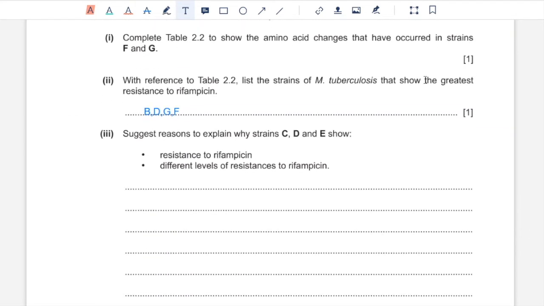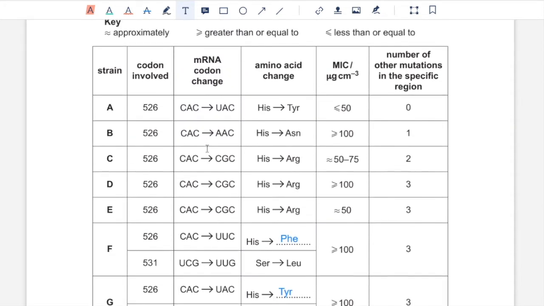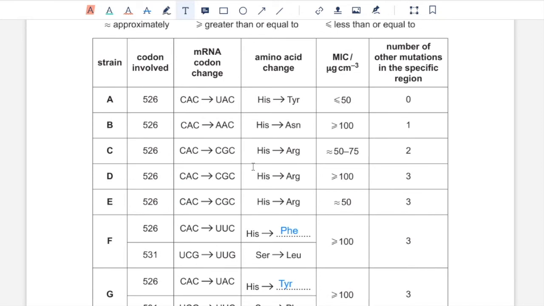And as for different levels of resistances, because resistance is caused due to mutations in the first place, different levels of resistances may also be due to mutations. And when you look at the table over here given in the question, C, D, and E have mutations other than those involved in codon in position 526, and there are a number of them in all of these C, D, and E strains.